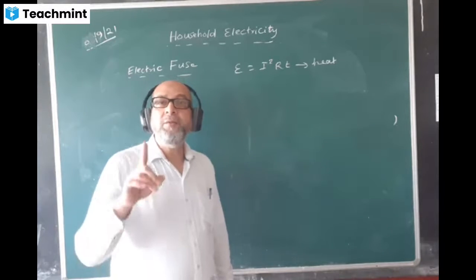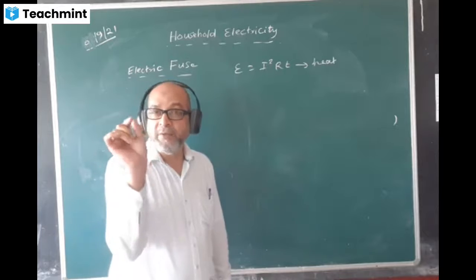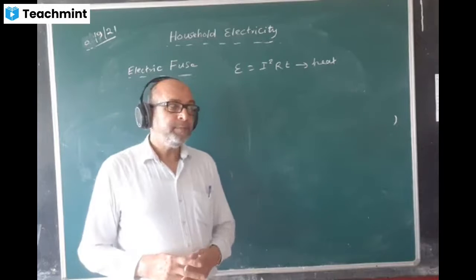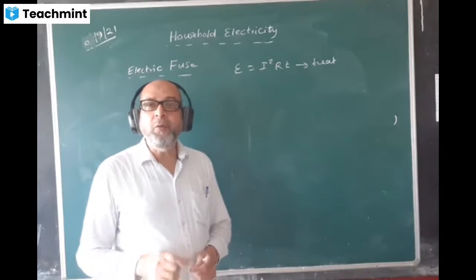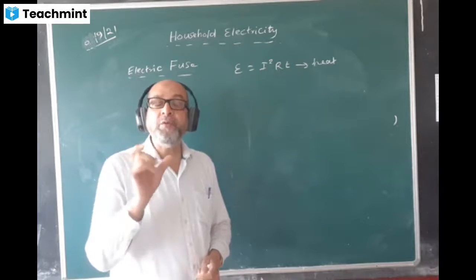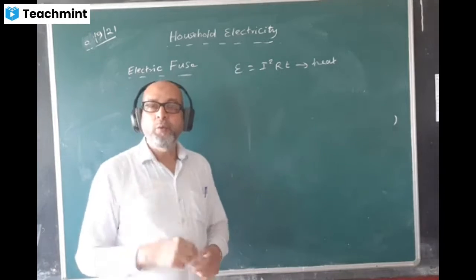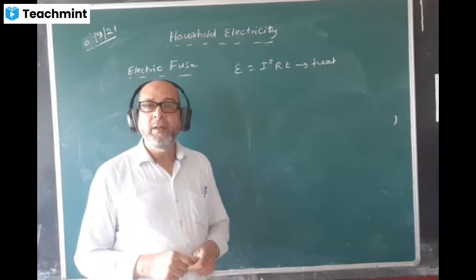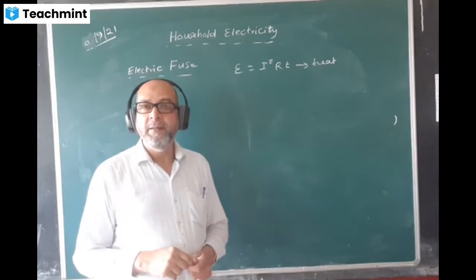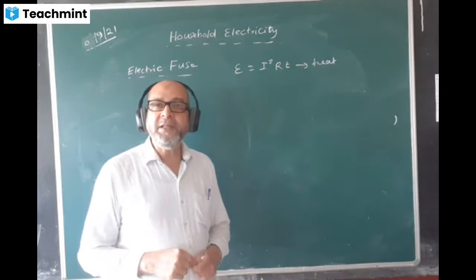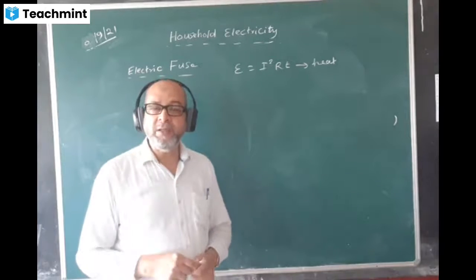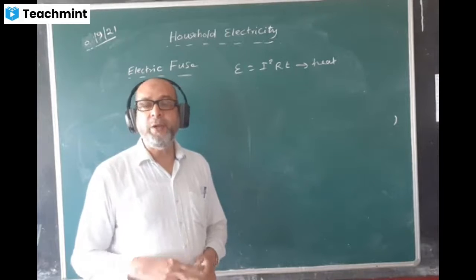Okay, now inside the fuse, we use a wire, which is called fuse wire. Now the question comes, what property should a good fuse wire have? What are the requirements of a good fuse wire? There are two requirements. First one, the wire must have high resistivity, with a high value of resistance. And they must have a low melting point.